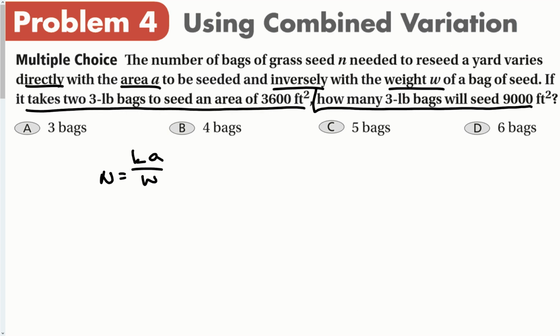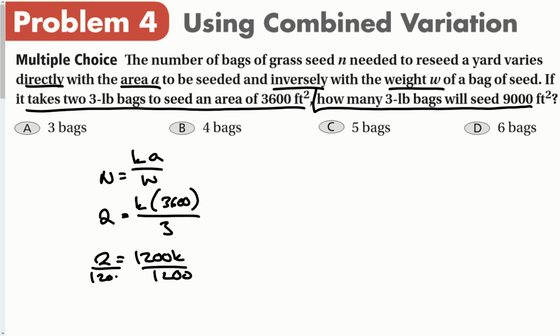So let's do it. If it takes 2 bags of 3 pounds each, N is the number of bags, A is the area to be seeded. Oh, whoops, right there. So this is 3,600, and then over W, the weight. So now solve for K. We just take 3,600 divided by 3, and so we have 2 is equal to 1,200 K. Divide out the 1,200, and we have that K is equal to 1 over 600.